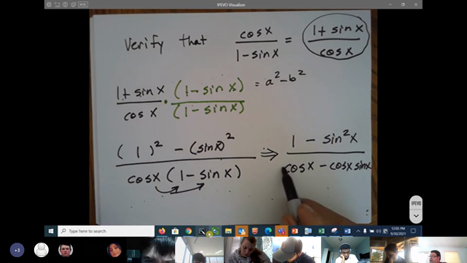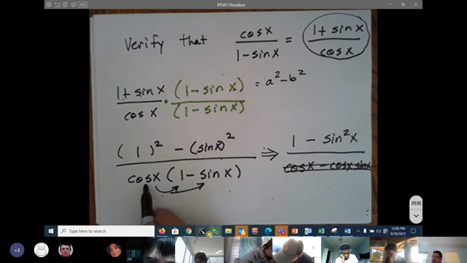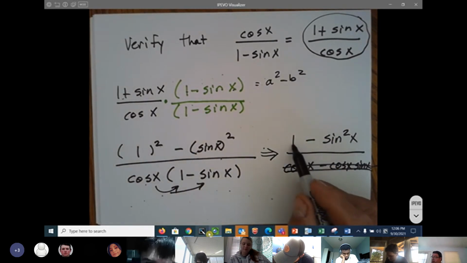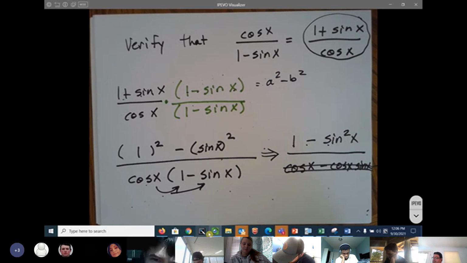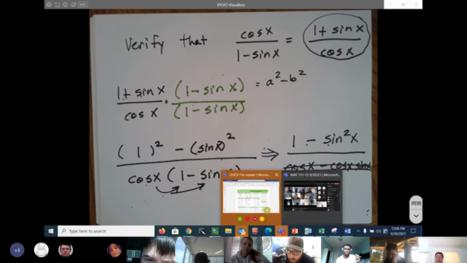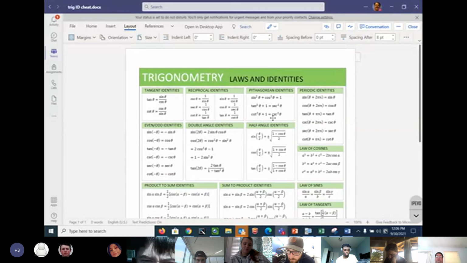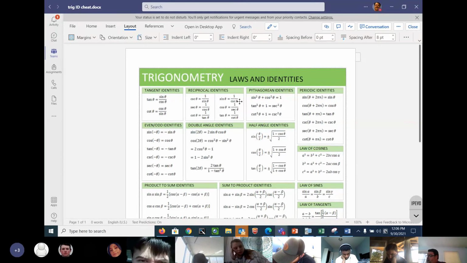No, I'm not going to distribute that. Leave that alone, because we might be able to cancel that cosine out. Because what is 1 minus sine squared of x? Cosine squared. 1 minus sine squared is equal to cosine squared right there. So we're going to get cosine squared of x divided by cosine of x times 1 minus sine of x.